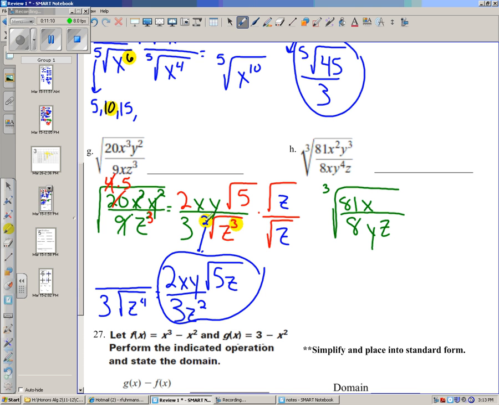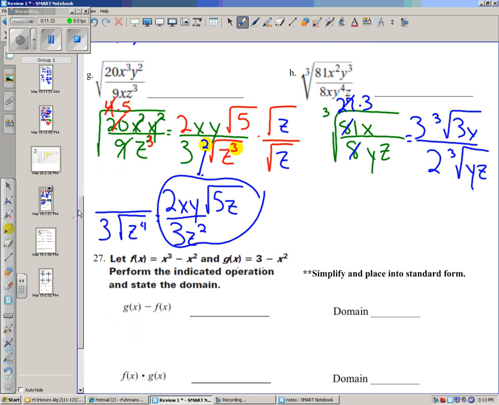So what's perfect at this point is the 8. It can come out and become a 2. The 81 I'm going to break down into 27 and 3, and the 27 can come out as a 3. But what's still left in a cube root is going to be the 3 and the x in the numerator, and the y and z in the denominator. So now what I'm going to have to do is rationalize that denominator.